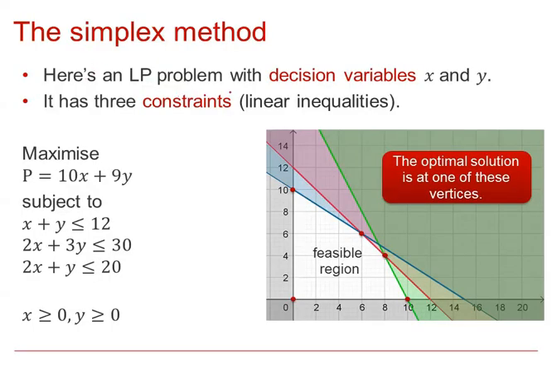So we're going to look at the same two-dimensional linear programming problem we've looked at before with decision variables x and y and the three constraints as seen below. x plus y is less than or equal to 12, 2x plus 3y is less than or equal to 30, and 2x plus y is less than or equal to 20. And not forgetting the trivial inequalities, x and y are both greater than or equal to 0. Now this problem has an objective function of 10x plus 9y. And we know that the optimum solution to this problem is at one of these 5 vertices surrounding the feasible region.